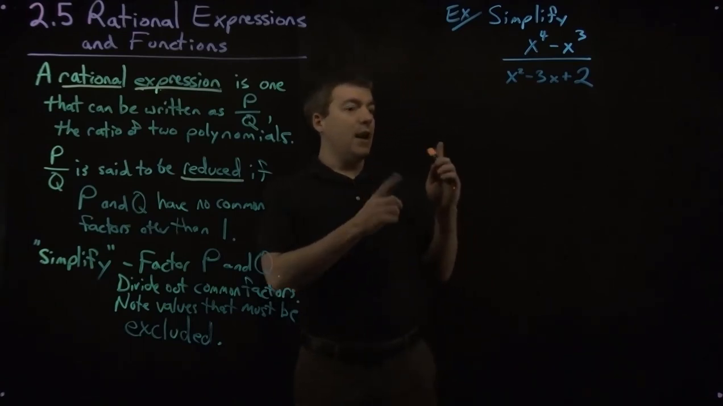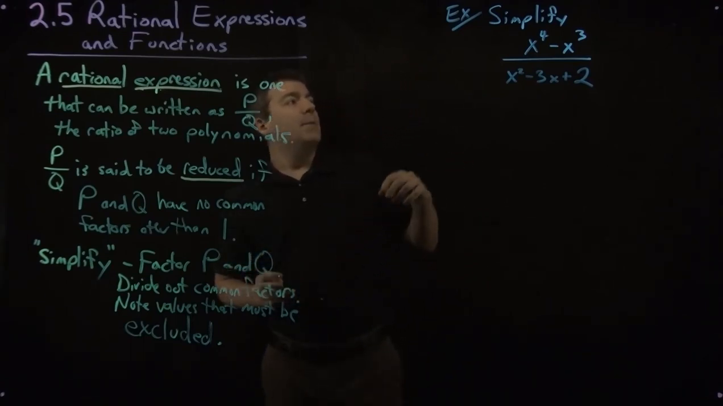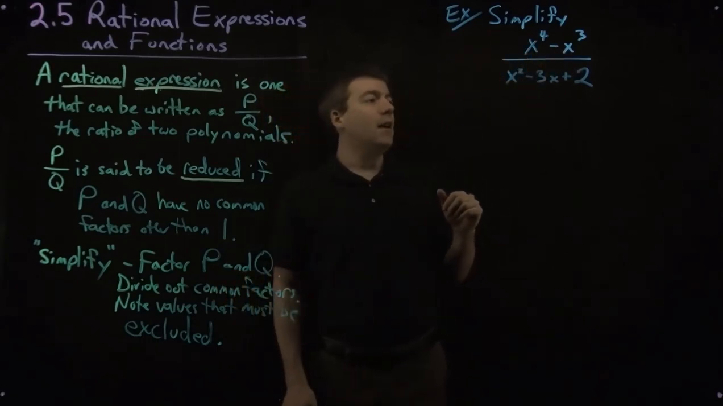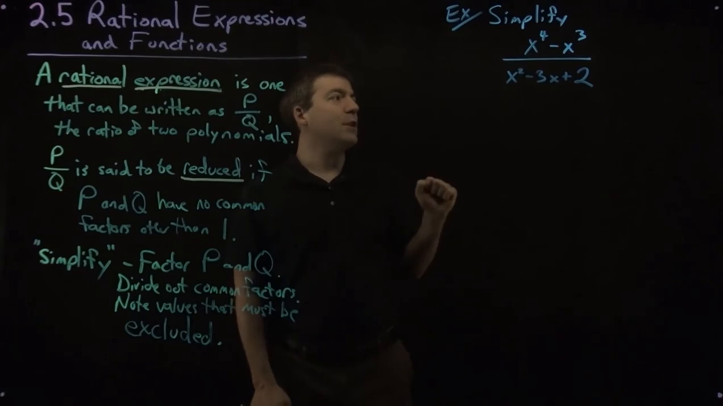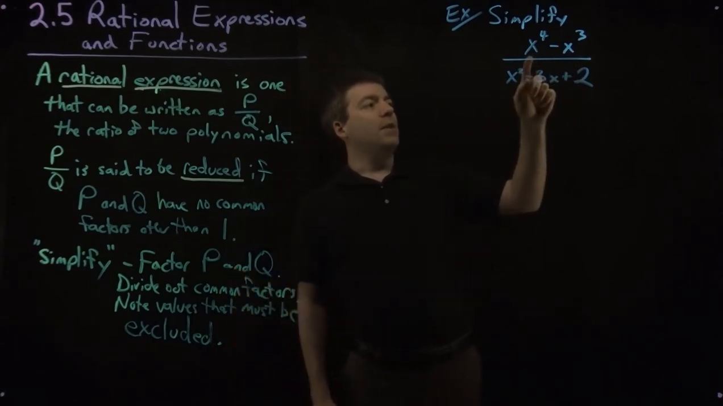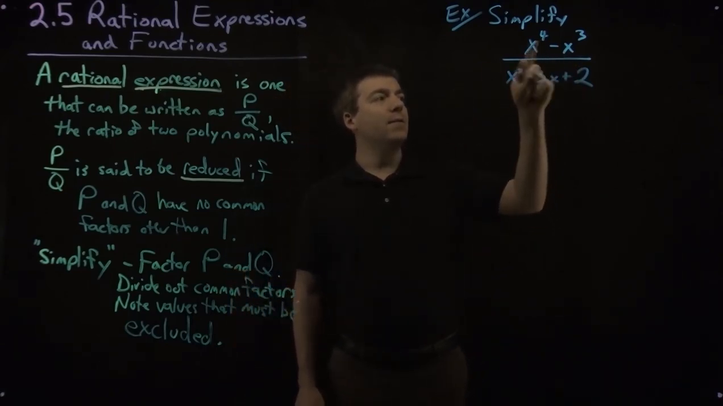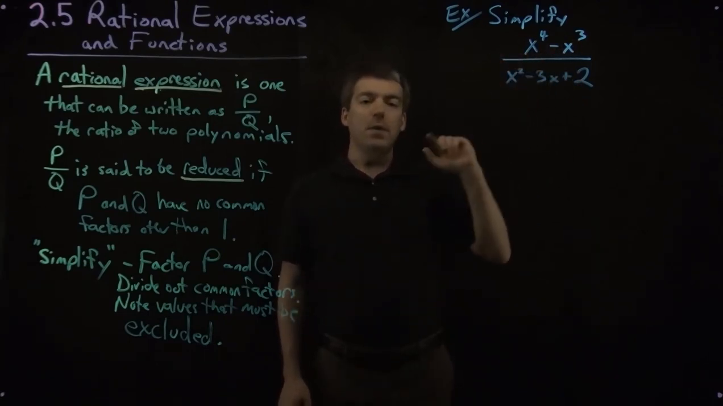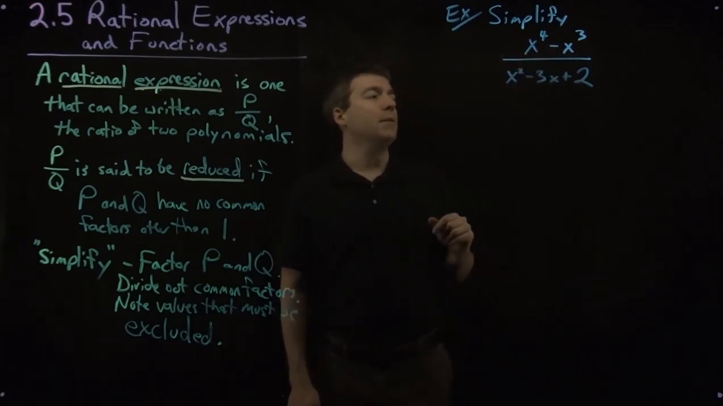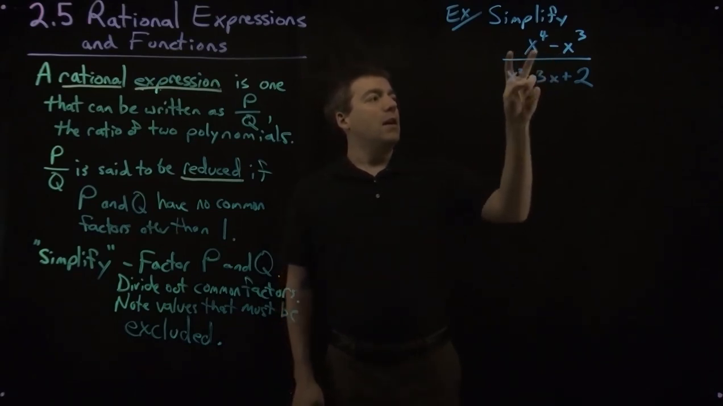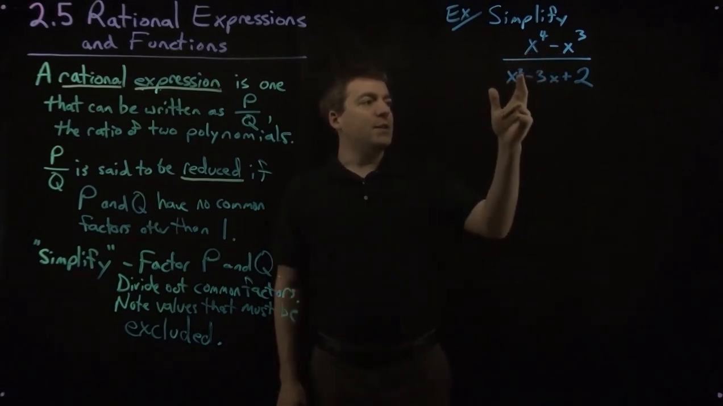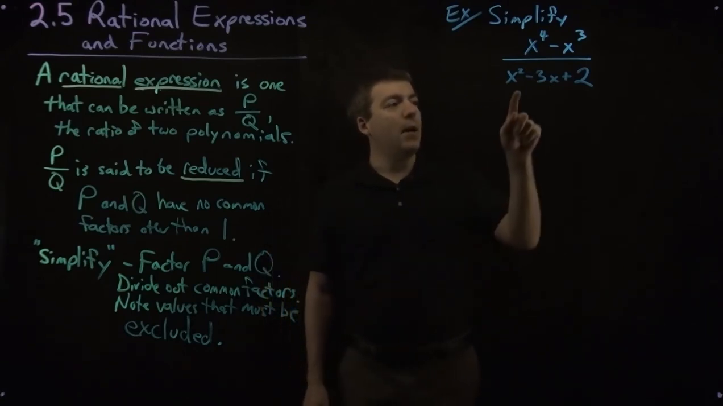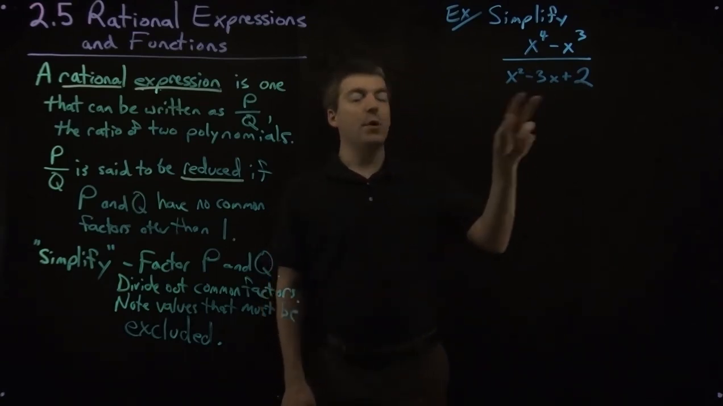Let's take a look at this example. Here we're just asked to simplify this rational expression, and we can see that it is indeed a rational expression. We have a polynomial in the numerator, x to the 4th minus x to the 3rd. That's a 4th degree polynomial. In the denominator, we have x squared minus 3x plus 2, also a polynomial. This one is a quadratic.